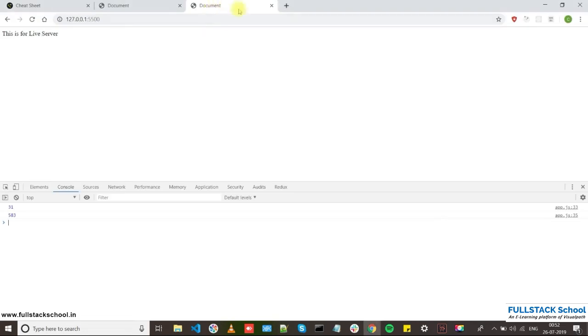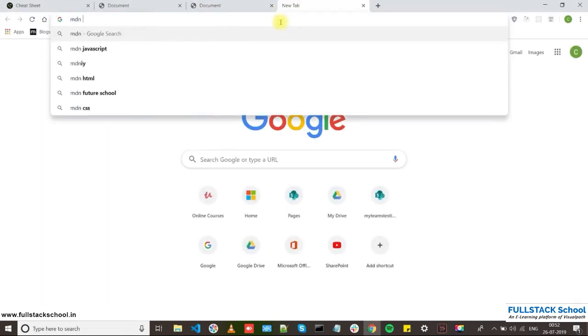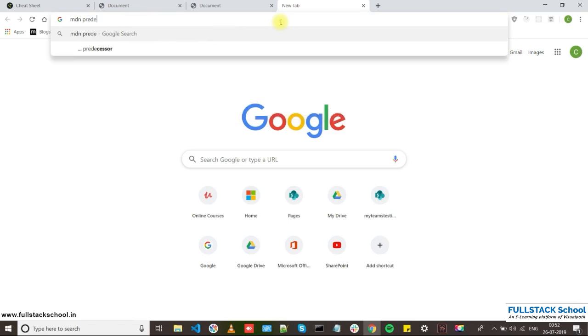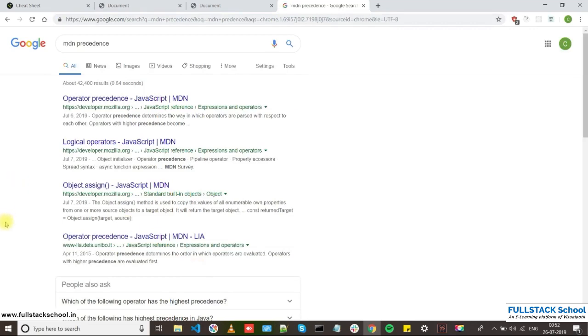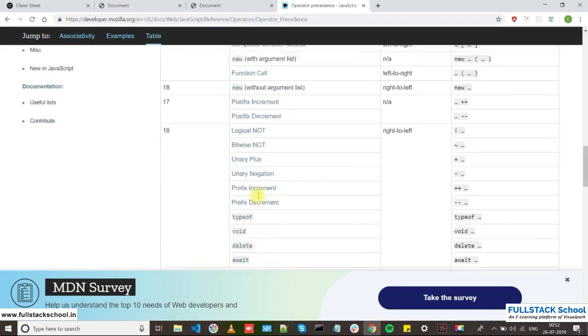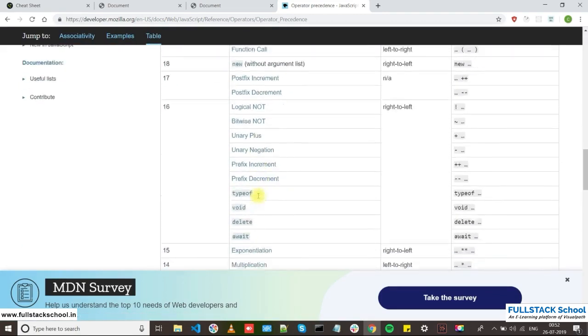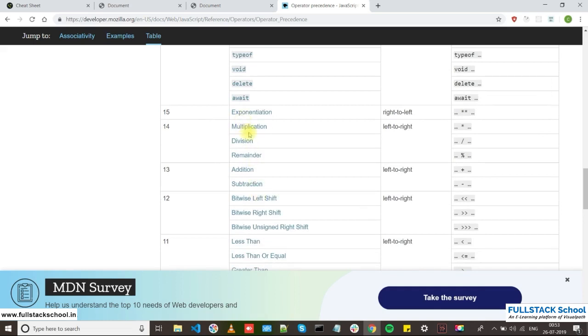To understand this, I'll show you MDN precedence. They have a table here, operator precedence, in which they clearly explain which operator should be given more priority. In this case, multiplication should be given more priority. 14, I mean the number with the higher value gets more priority. Multiplication should be done first and addition should be done second, because this is 13.